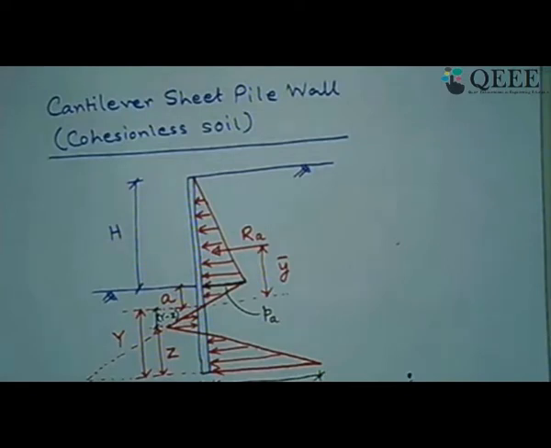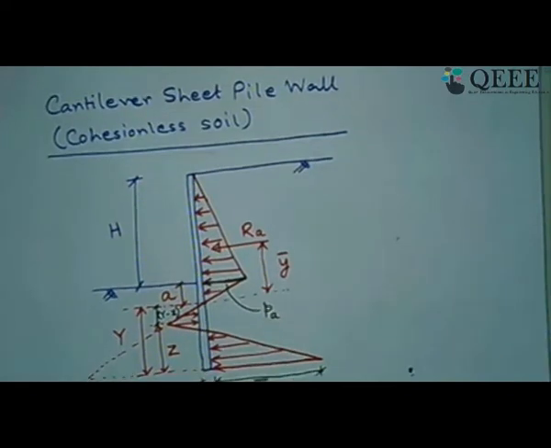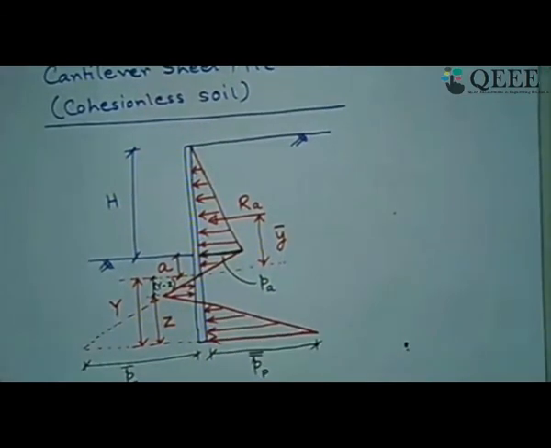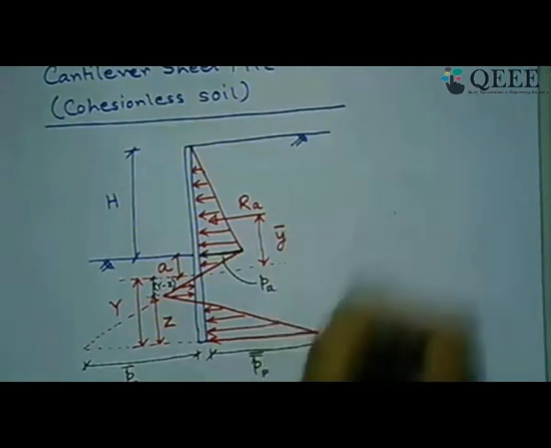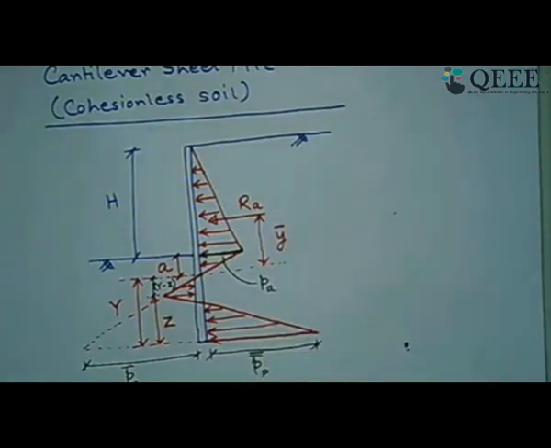What I can write now from this, that is, pp bar is nothing but gamma of the soil, Kp minus Ka, that is passive earth pressure coefficient minus active earth pressure coefficient, times this height y. So that gives me the pressure at this base, because as I said, from this side we are taking the difference of passive and active earth pressure. That's what we did.